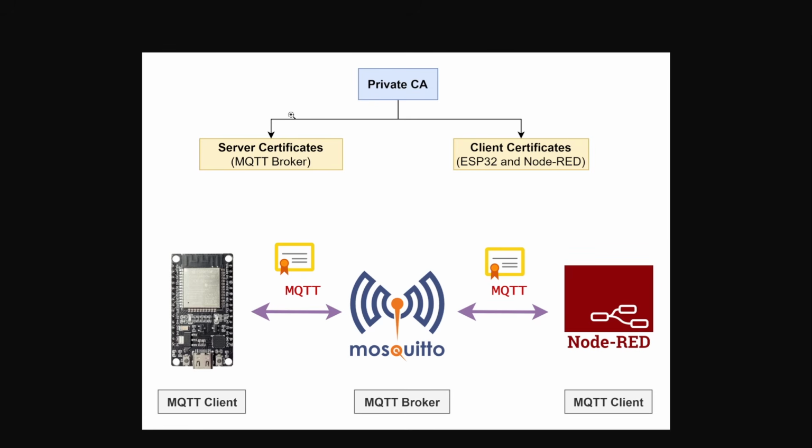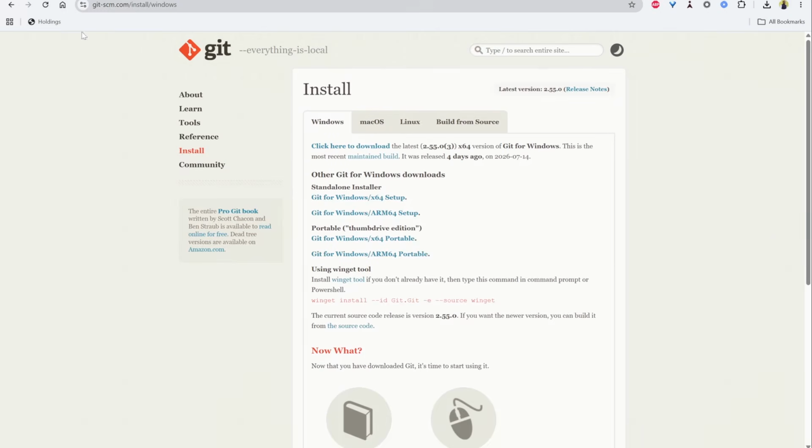Before we proceed to create the certificates, we have to install Git for Windows users. If you're a Linux user, you don't need this, but for Windows, you need it so that it will install OpenSSL and other related things that are needed for creating the certificate. You can directly go to this website and download it.